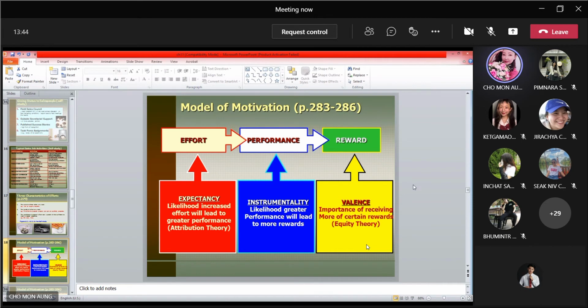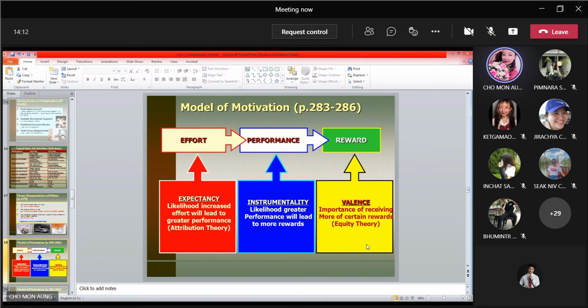According to the model of motivation, it says that when we perform our daily activities, okay, the plans that we are responsible for, we should put effort. And by resulting in better performance, that will lead us to achieving the reward.